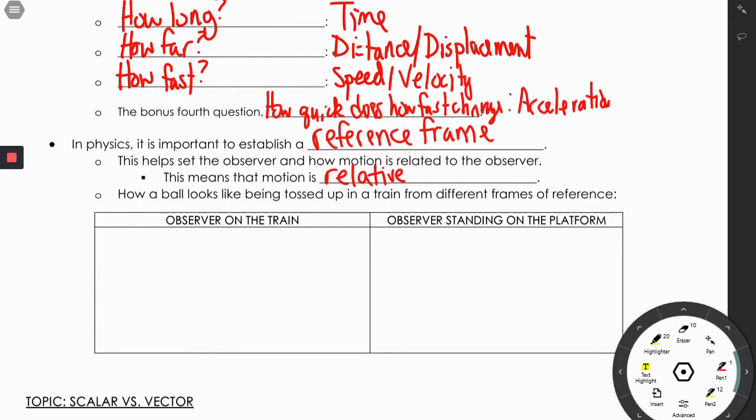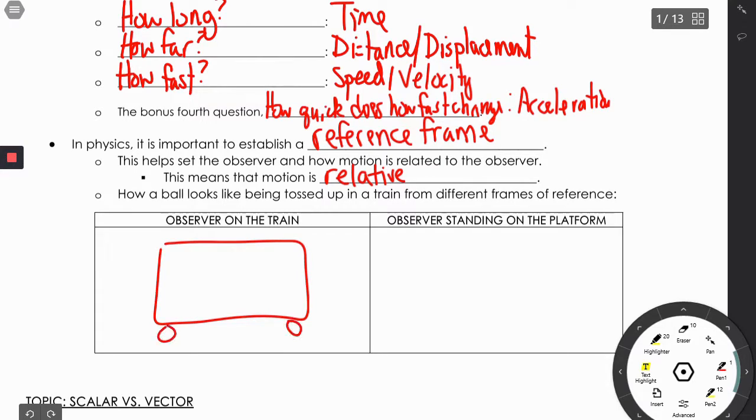Now, here's just an example. If I'm going to toss a ball up on a train, this is what it looks like in the different frames of reference. The first frame of reference is the observer on the train. So here's my train, and we're going to say that the motion is going to be to the right. If I'm that observer on the train and I toss a ball up, I'm just going to see that ball go up to its maximum height and come back down. Now, these should be on top of each other, but I just want to show you how they're going to be different. So this is the downward travel, and here on the left-hand side is the upward travel.